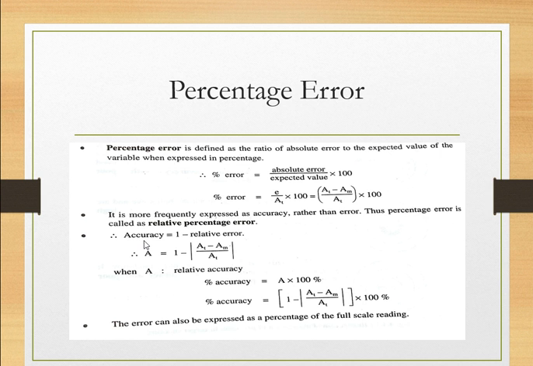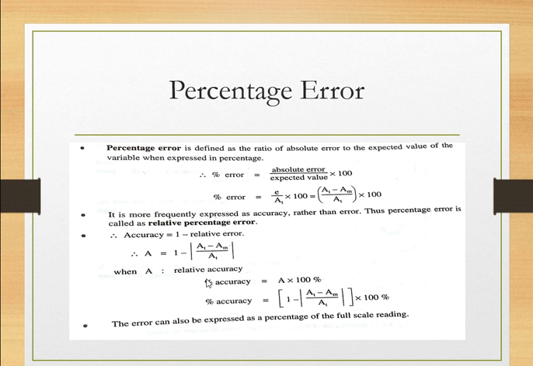So I can say that accuracy is equal to 1 minus relative error. The relative error we have calculated over here is E divided by AT into 100, that is nothing but AT minus AM divided by AT into 100. So for this relative error, we just have to remove this 100 and put the value AT minus AM divided by AT. That's why we can say A is the relative accuracy, and A is given by 1 minus AT minus AM divided by AT.